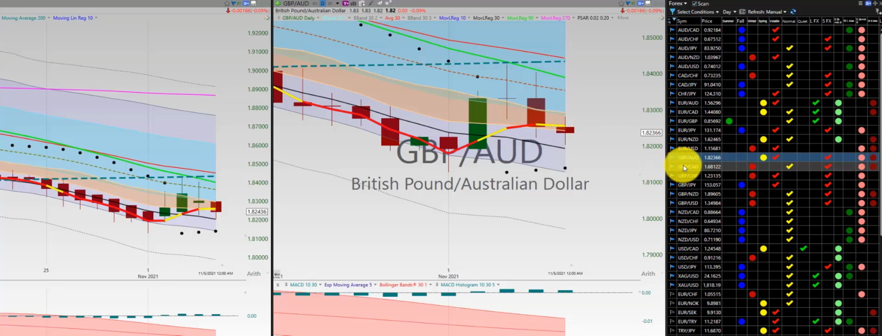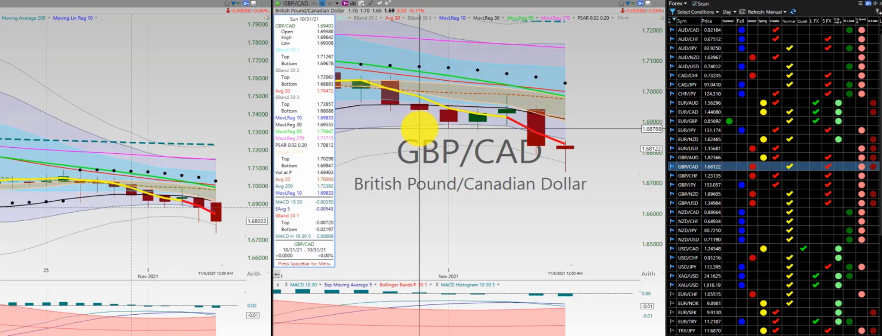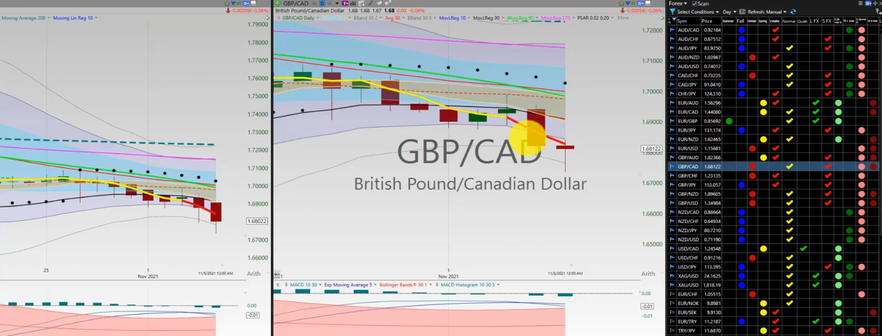No trade for the rest of the week. British pound, Canadian dollar, initial trade here for a 1-2-3 punch out. Initial trade here, out for a loss, and then here for a 1-2.